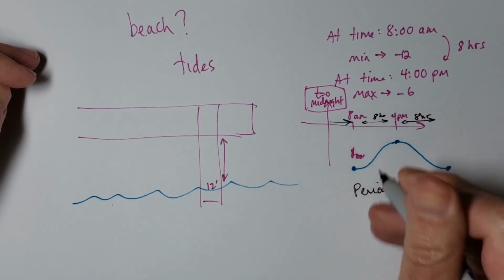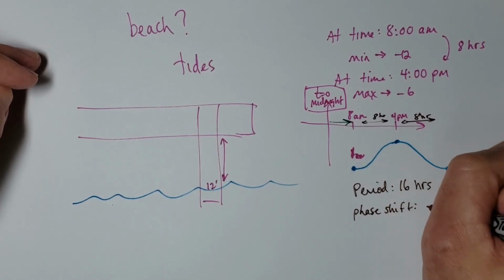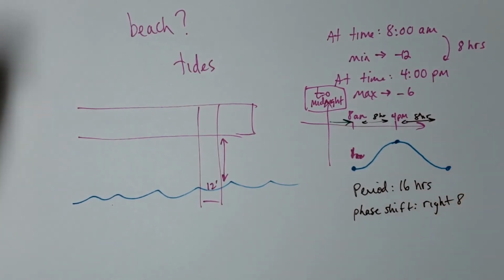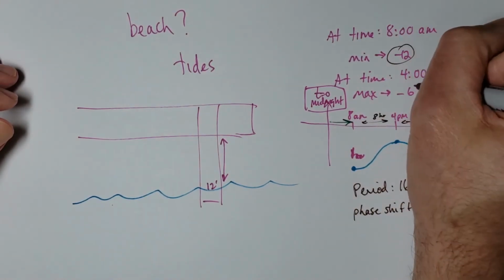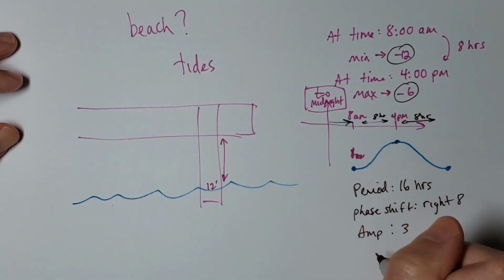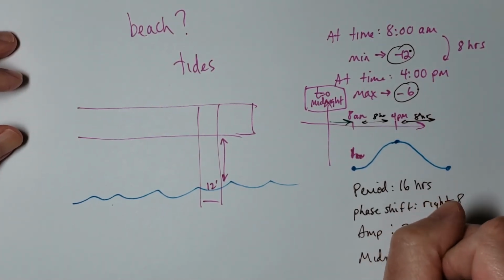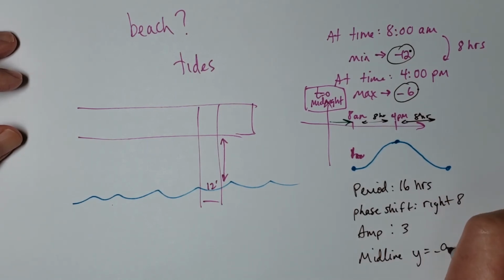So go back to brown. Phase shift here would be to the right 8 hours. And then finally we need to figure out our amplitude and our midline. So the amplitude would be half of the distance between the min and the max. That distance was 6. So the amplitude here is 3. And the midline would be 3 up from the min, 3 down from the max. The midline here is y equals negative 9.